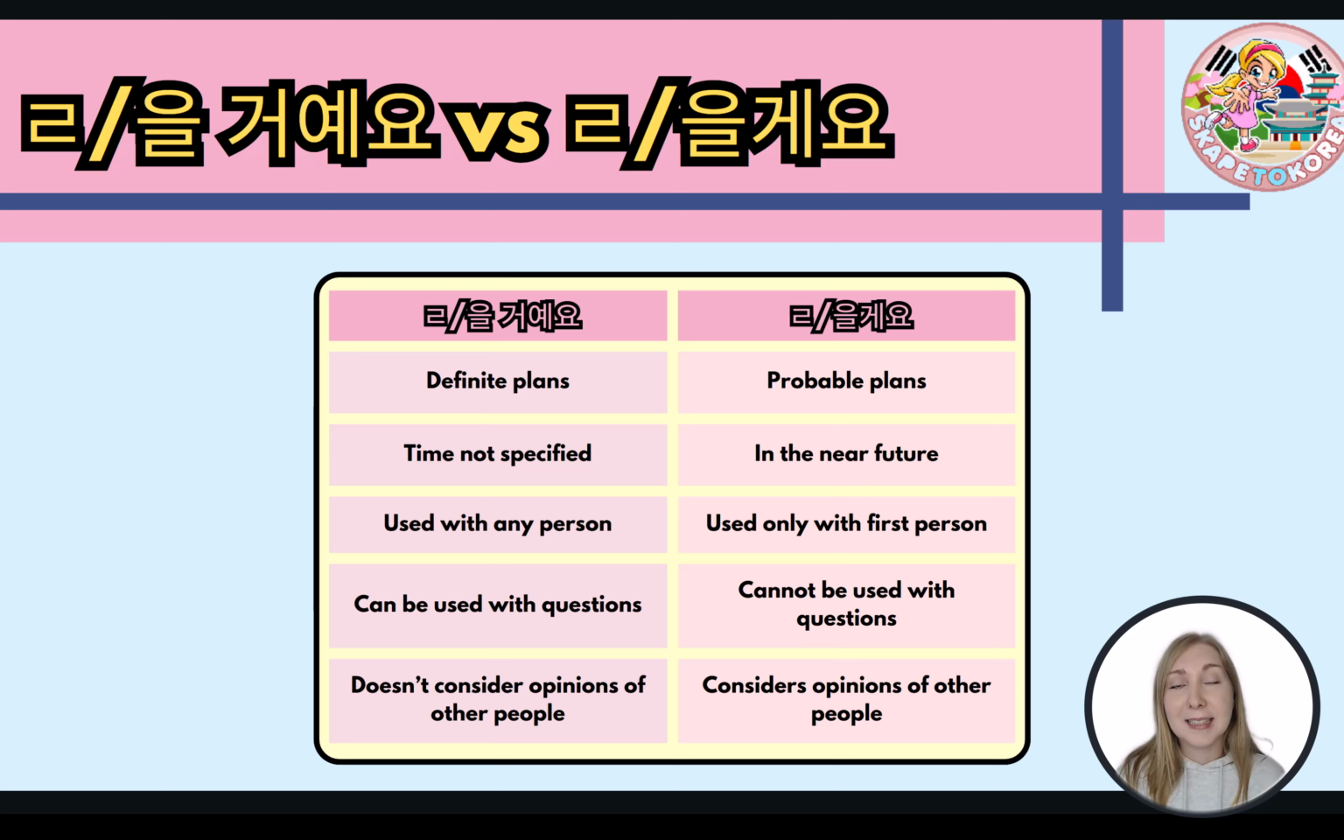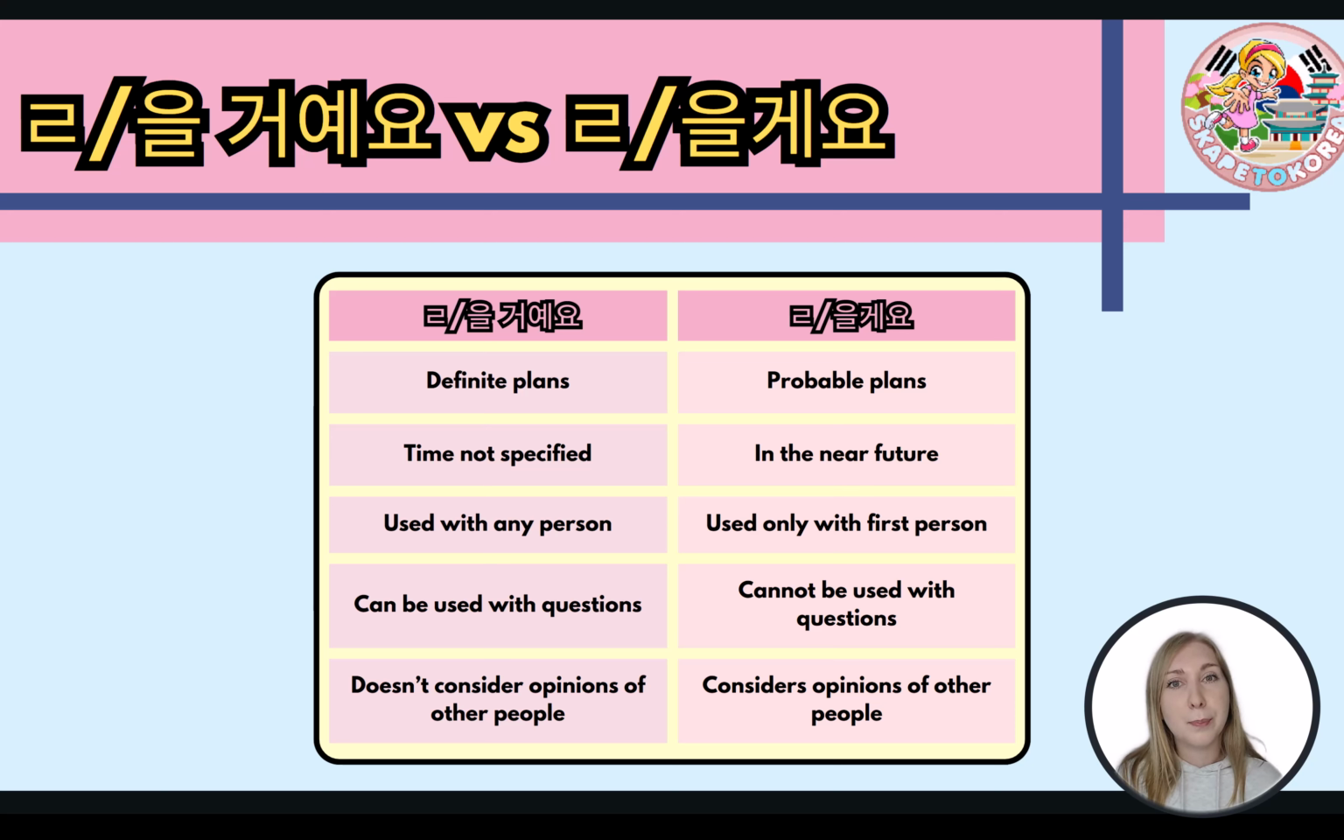And the 을게요 is talking about more probable plans. So it's more polite because this one you would use when it includes other people. So, for example, 내일 만날게요. I will meet you tomorrow. But you don't know if that person you're meeting, your friend probably, is free or not.